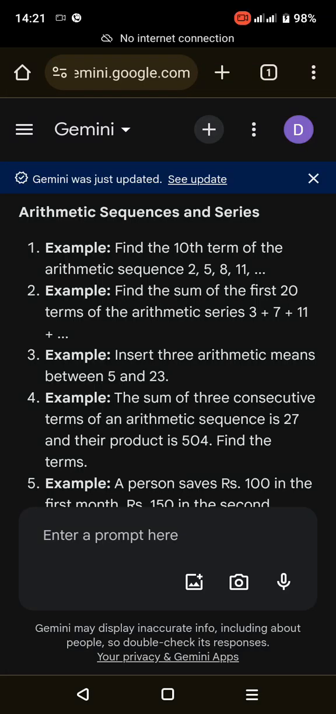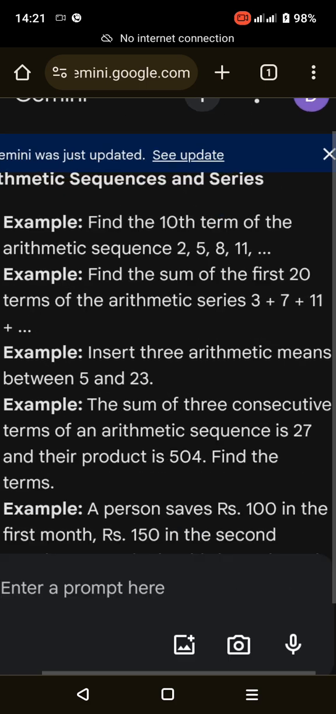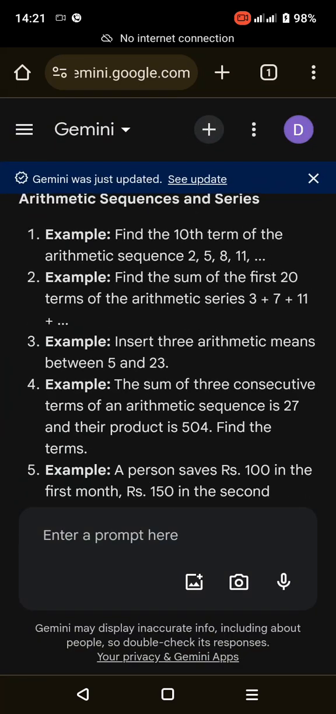50 facts about sequences and series. Basic concepts. 1. A sequence is an ordered list of numbers. 2. Each number in a sequence is called a term. 3. A series is the sum of the terms of a sequence.